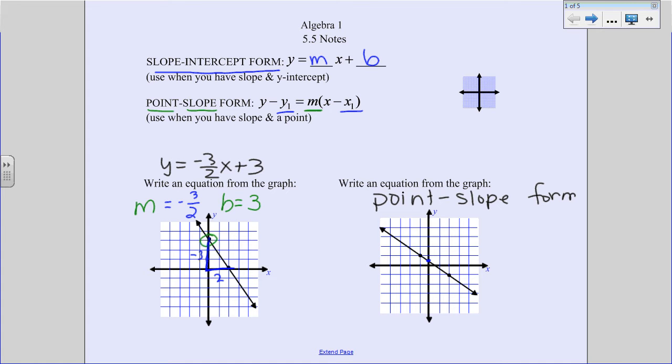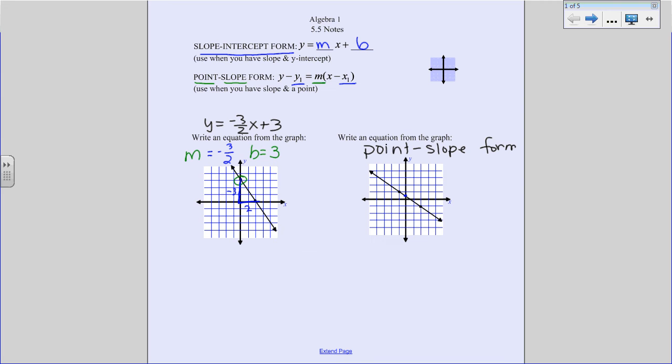Okay, ladies and gentlemen, when I don't know exactly what the b value is, that's what I'm going to use. So let's take a look at what that looks like. I'm still going to count slope like I did before. There's 2 good points, and they kind of highlighted those for you. So we're going to count down 2, 1, 2, over 3, 1, 2, 3. So I get an m value of negative 2/3. But what I'm going to have to do now is pick one of those 2 points, and we're going to show you what point-slope form looks like.